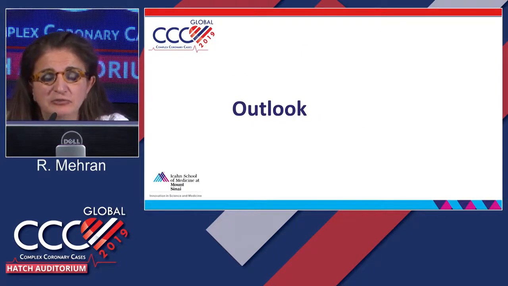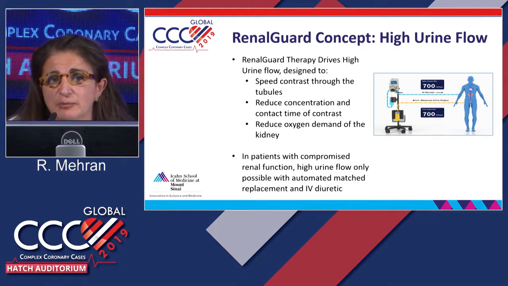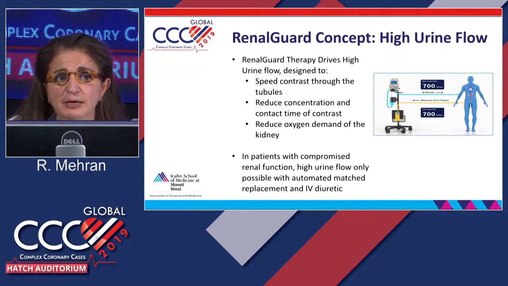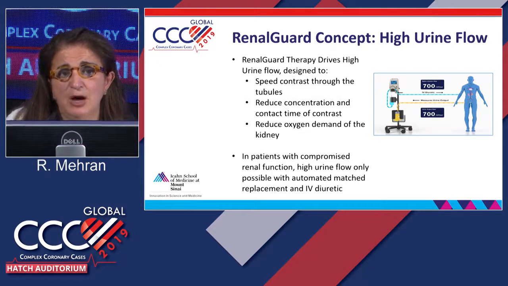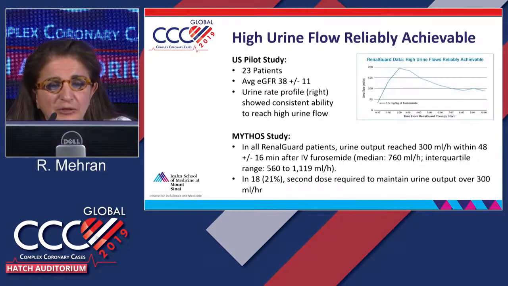What's coming down the future? There are several interesting technologies that are currently being tested. Mount Sinai was one of the highest enrollers in the RenalGuard high urine flow study, where hydration followed by diuretic therapy was used to put patients in a high urinary flow state. I'm talking about 700 cc's out per hour, large volumes. We're going to show these data hopefully very, very soon.